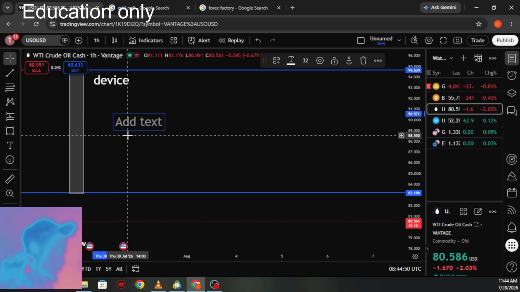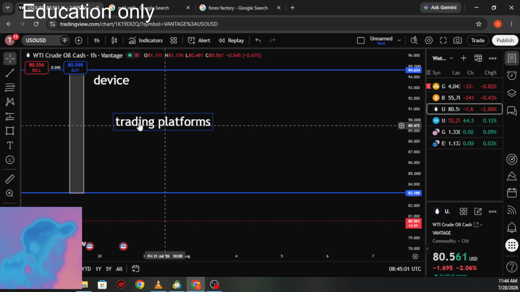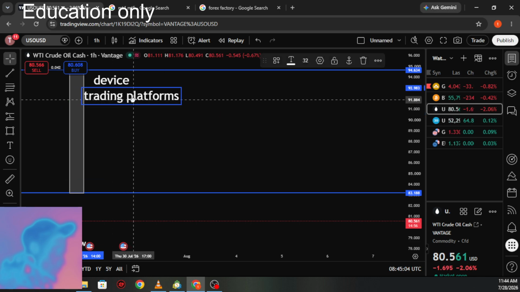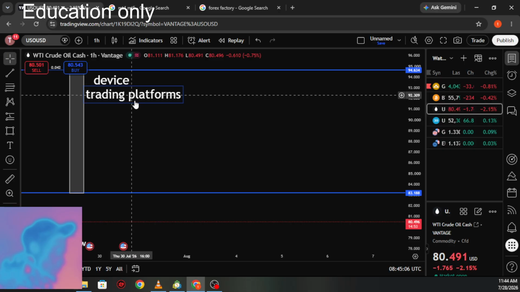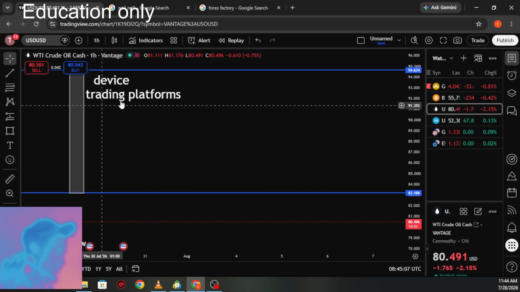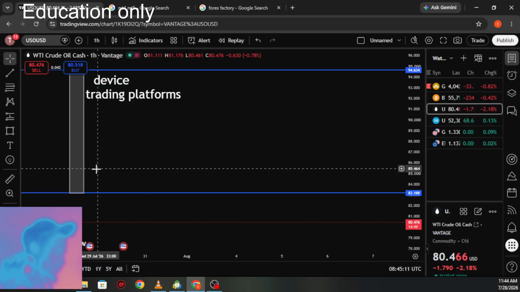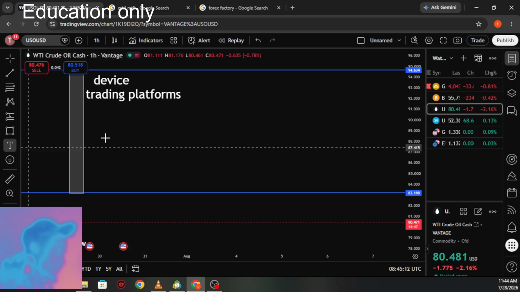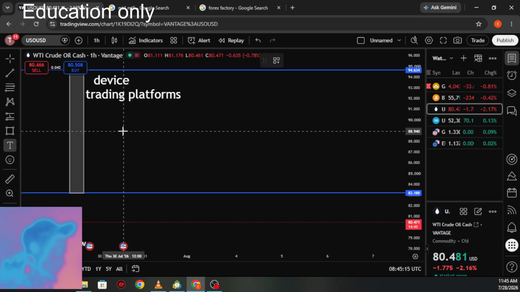After the device we have trading platforms. That's the second thing. So we have the device, and we have trading platforms. Let's go to the third one. There are a few things.